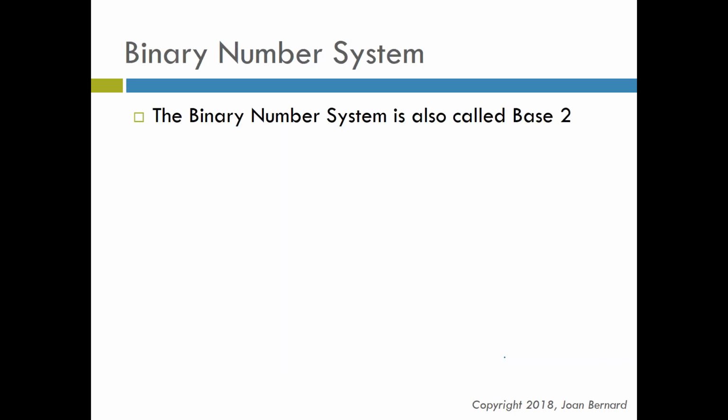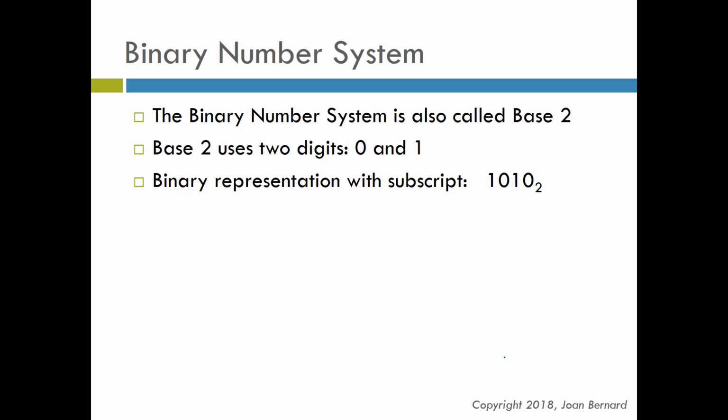So now let's take a look at that binary system. The binary system, as we mentioned, is called base 2. It uses the two digits 0 and 1. And sometimes we'll see a binary number represented with a subscript of 2, below the number. That's so we don't get confused when we look at a number and wonder, is that a binary number or is it actually a decimal number?